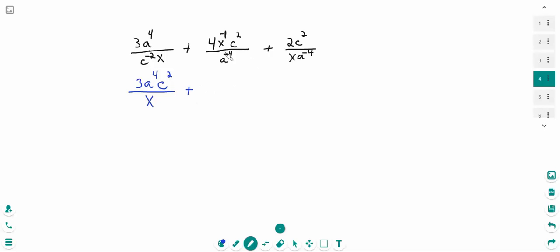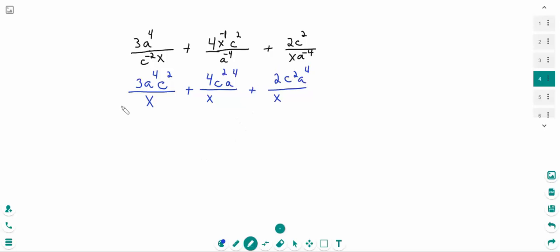And then over here, we have our 4. The x to the negative 1, we're going to move down, so it becomes an x. Then we keep our c squared. And then in the denominator, we have a to the negative 4th. We're going to move that up, so it becomes a to the 4th. And then over here, we have 2c squared all over x, and then we'll move the a up, making it a to the 4th. Okay.